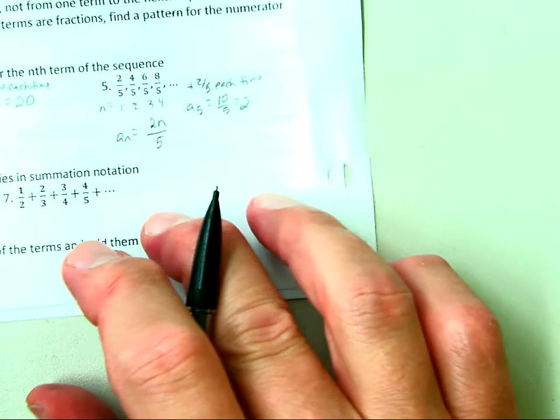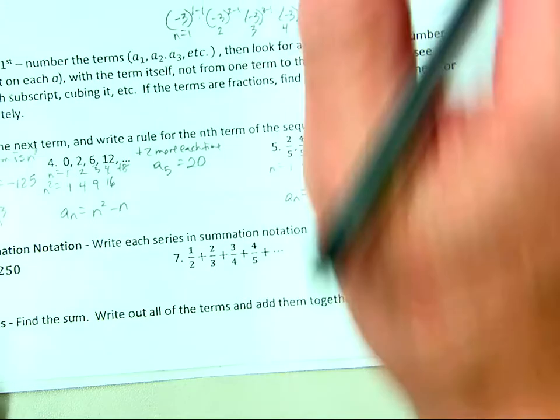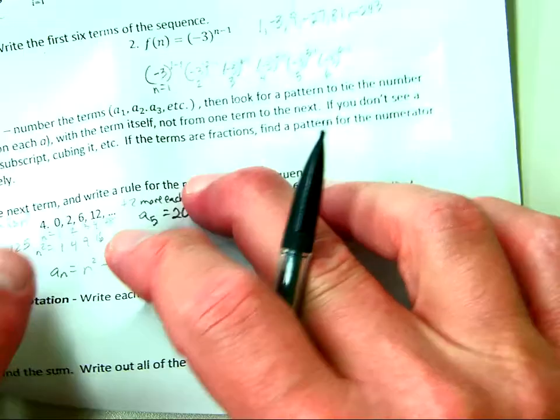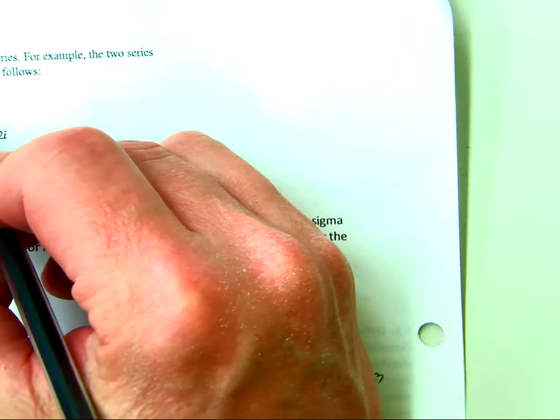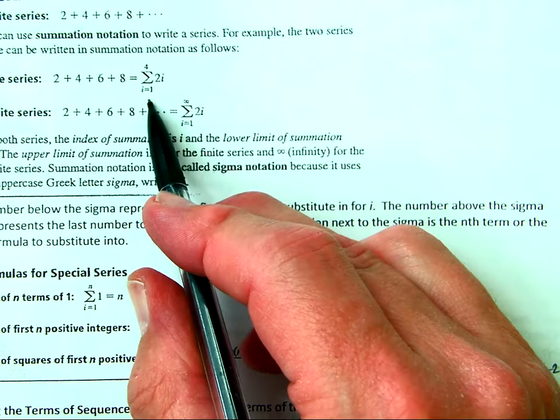Okay? The next thing are the sums now. Here we're getting into the series. When you write sums, a lot of times you use what's called sigma notation. Here, sigma notation looks like this. Looks like that. You see that? That's a Greek letter sigma.